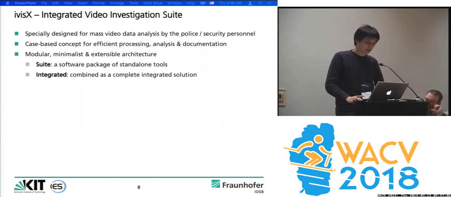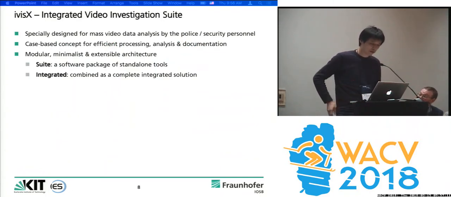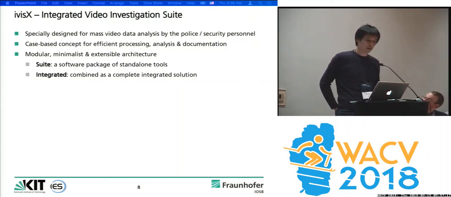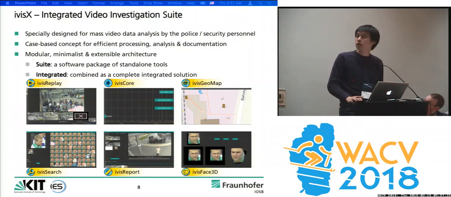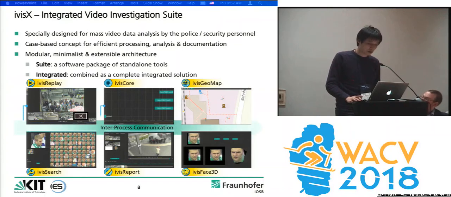So as a summary, we have developed an easy-to-use modular software architecture consisting of different standalone software, and they are integrated into a complete tool. At the moment we have six modules: the replay module, the core module, the geomap, the search module, the face 3D, and the report module. As I said, they can work standalone independently. Also, they can communicate with each other with a lightweight inter-process communication protocol.